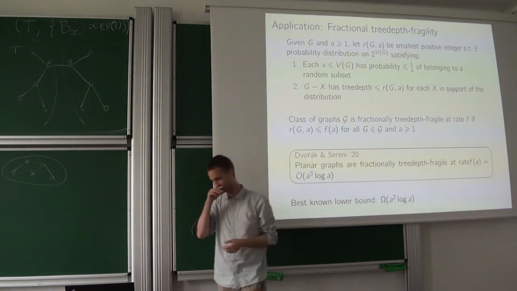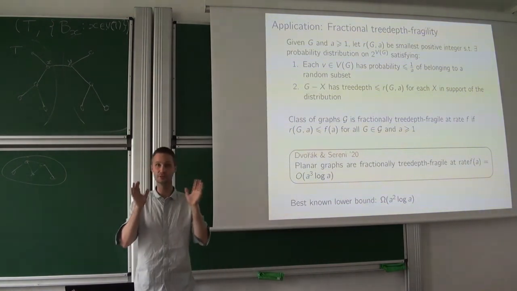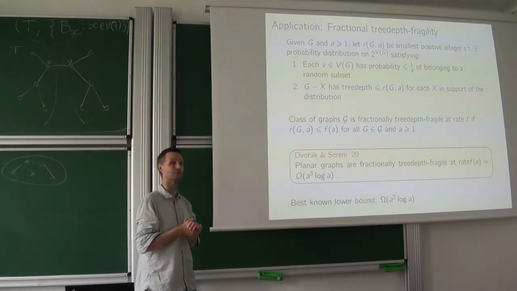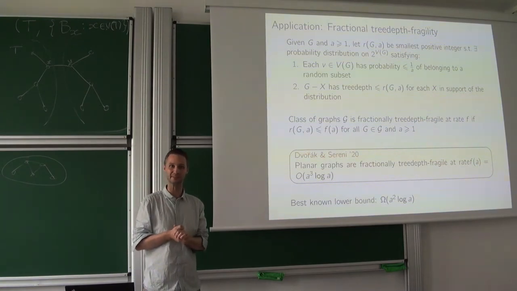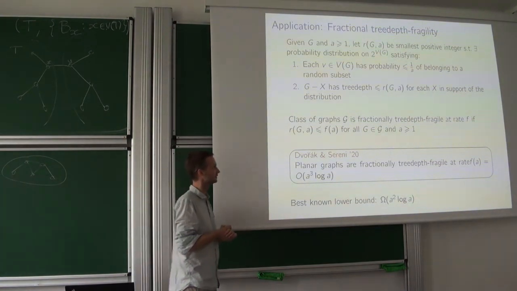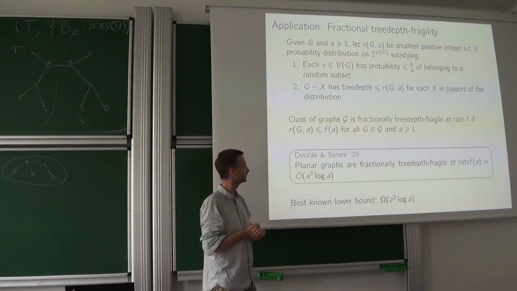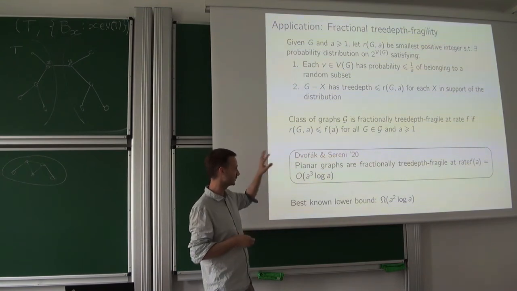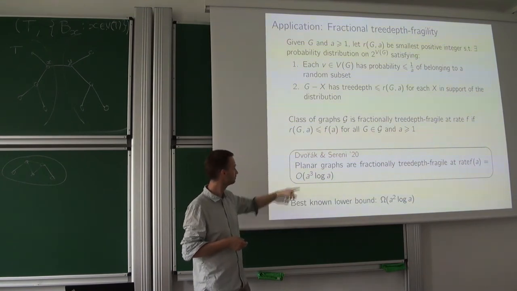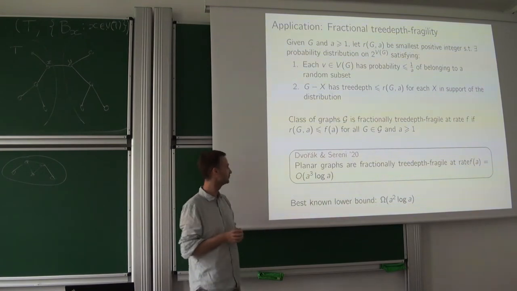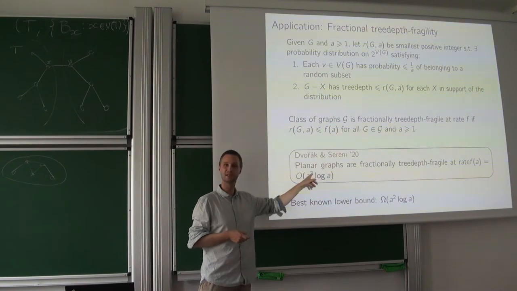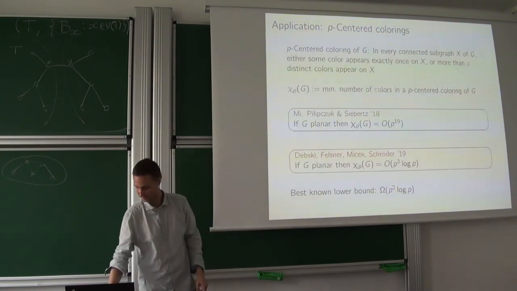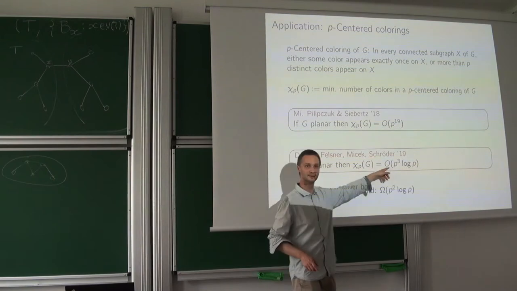And this includes different examples, but what's interesting for us is that if you look at planar graphs, you do have a nice polynomial function of a that is bounding this fractionally tree depth fragility rate. So planar graphs are fractionally tree depth fragile at rate some a cubed log a. And you see again, same type of bounds as before. So this is the same bound as we had there.